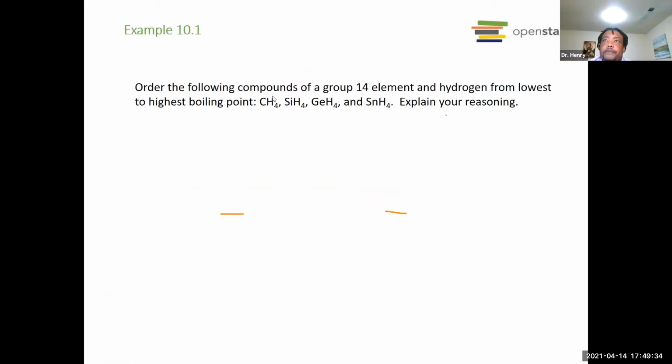Okay, so here's the question. It says, order the following compounds from group 14 elements and hydrogen from the lowest to the highest boiling point. So we have CH4, we have SiH4, we have GeH4, and we have SnH4. And then I want you guys to explain why, okay?